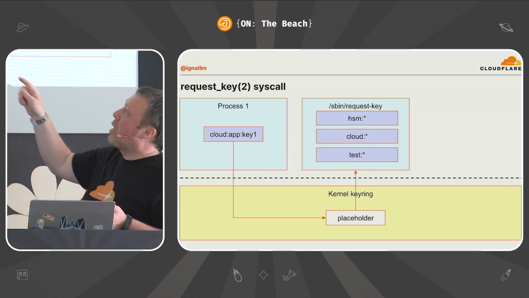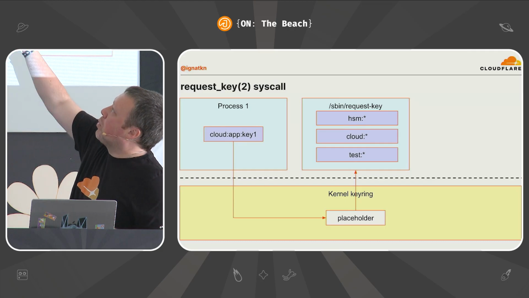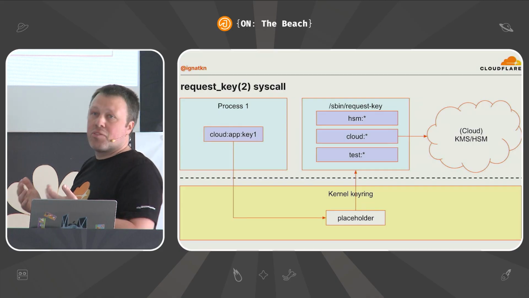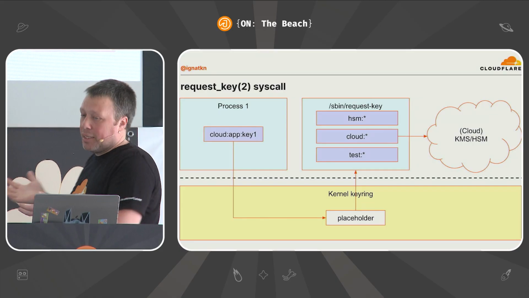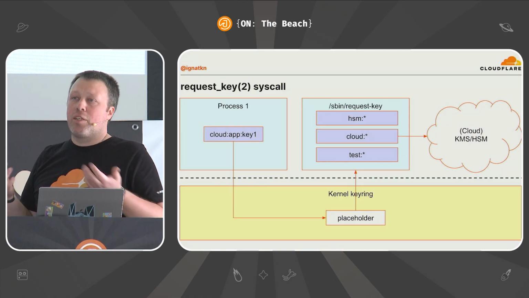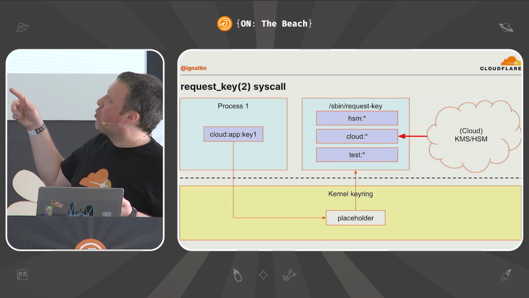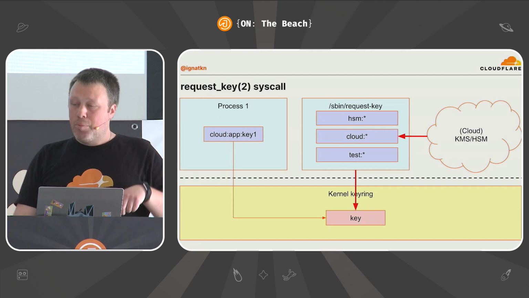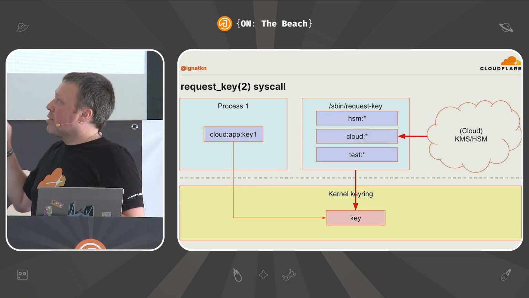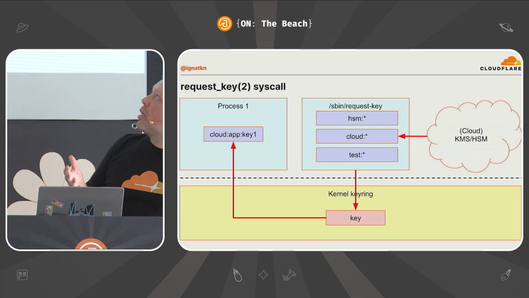So for example, if my application requested a key starting with cloud, it will go to the cloud plugin, and the cloud plugin knows how to contact this remote HSM service and get that key. Probably it will be a trusted or encrypted key. Then the cloud HSM will return the key material to the process. The process will send it back to the kernel, and the kernel will instantiate that key inside kernel space, and then reply to the requesting process that your key is ready.